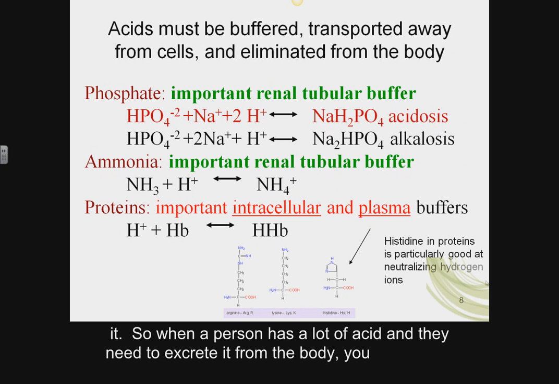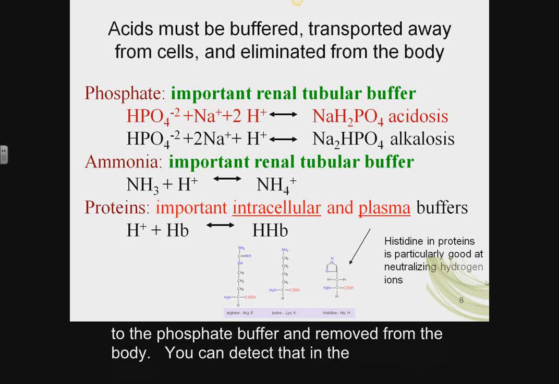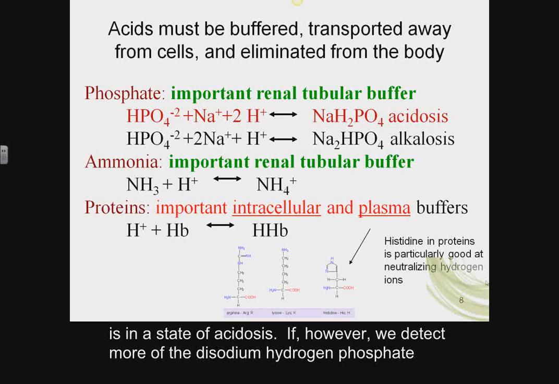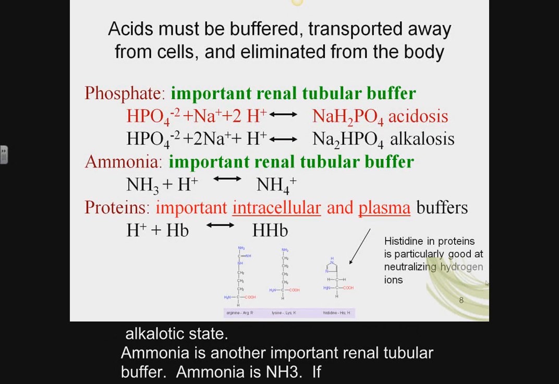So when a person has a lot of acid and they need to excrete it from the body, you actually can create a sodium dihydrogen phosphate where more hydrogens are being bound to the phosphate buffer and removed from the body. You can detect that in a patient's urine. If we detect more sodium dihydrogen phosphate, we know the patient is in a state of acidosis. If, however, we detect more of the disodium hydrogen phosphate type, then we know they aren't in a state of acidosis. They are probably more in the alkalotic state.